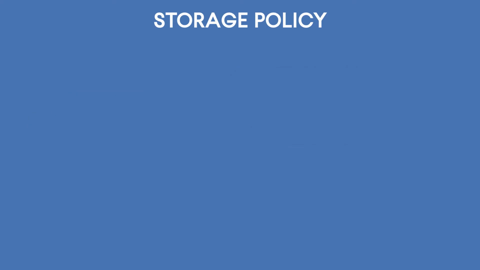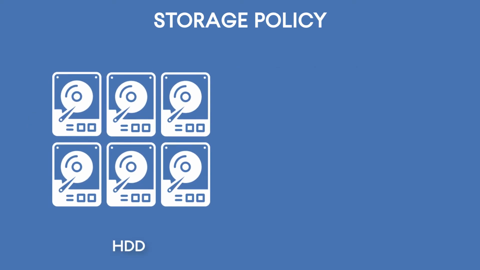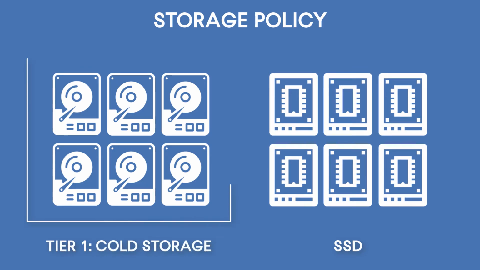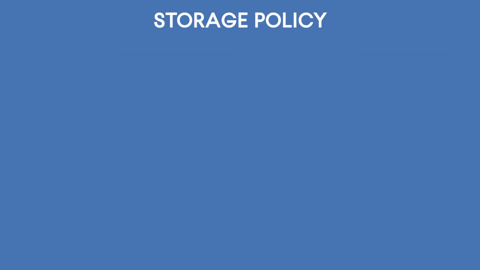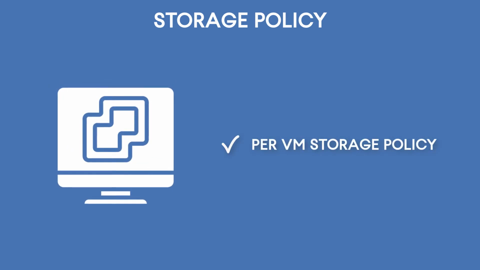For example, if you have multiple disk types such as HDD or SSD, you might want to combine HDD disks into one tier and name it cold storage. In turn, SSD disks could be combined into another tier for hot storage and used for deployment of faster and more sophisticated virtual machines. One of the advantages of Acronis Cyber Infrastructure, as compared to traditional infrastructure, is the ability to set per VM storage policies.